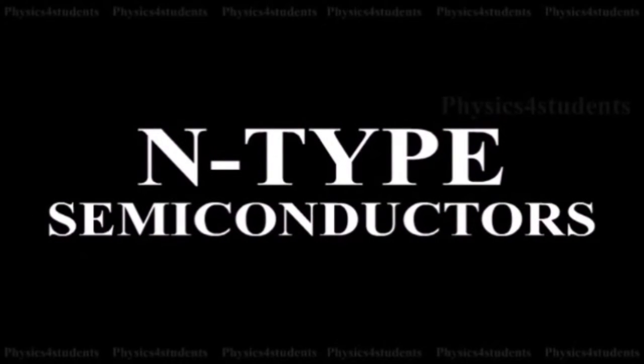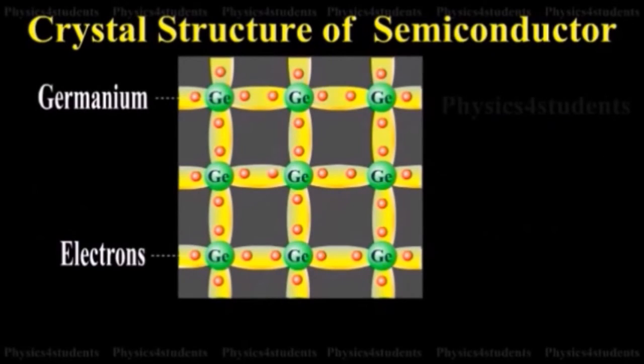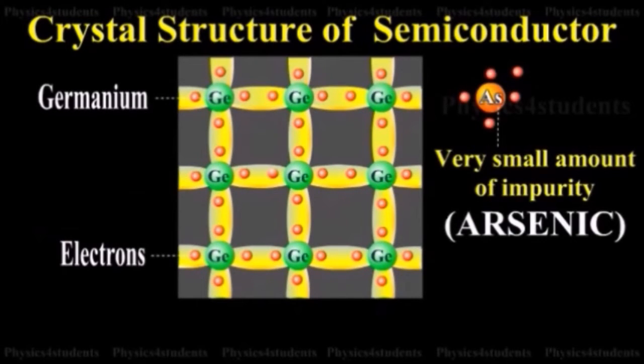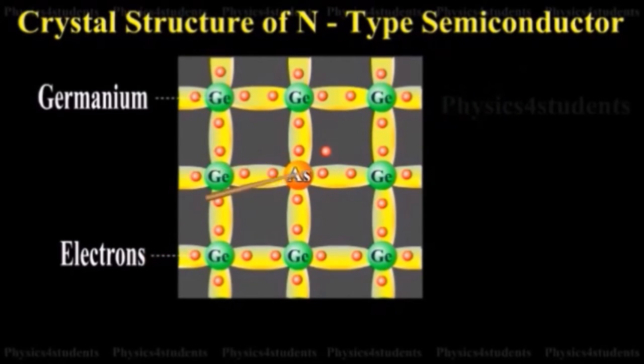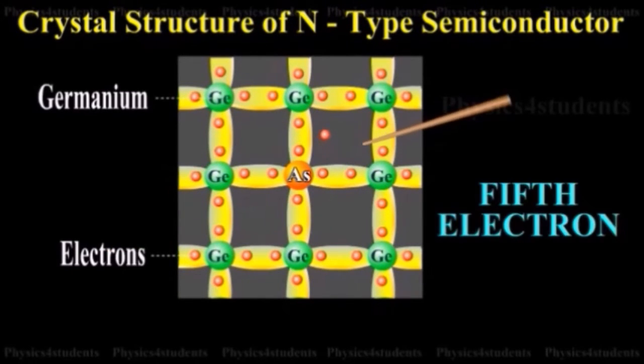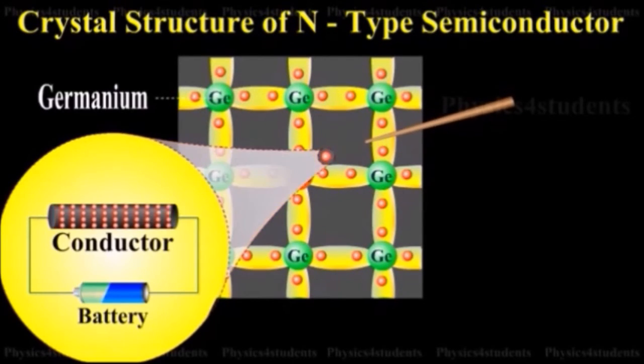N-type semiconductors. When a small amount of pentavalent impurity, such as arsenic, is added to a pure germanium semiconductor crystal, the resulting crystal is called an N-type semiconductor. The diagram shows the crystal structure obtained when the pentavalent arsenic impurity is added to intrinsic germanium. Four valence electrons of the arsenic atom form covalent bonds with electrons of neighboring germanium atoms. The 5th electron of the arsenic atom is loosely bonded. This electron can move around almost like an electron in a conductor, and hence it can carry current.